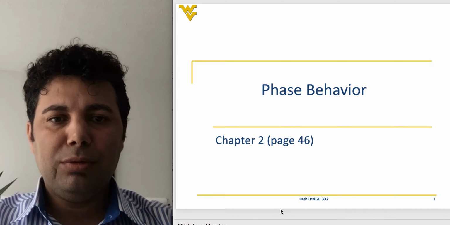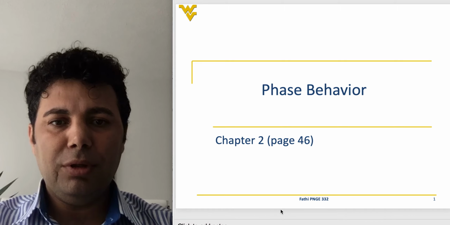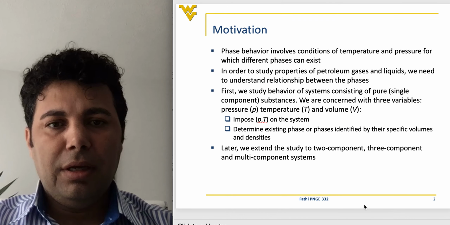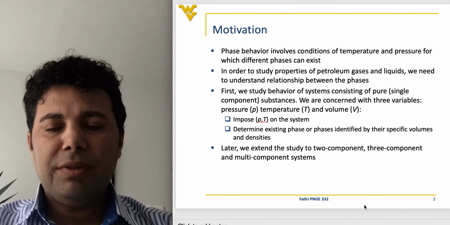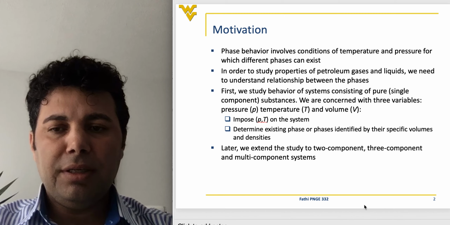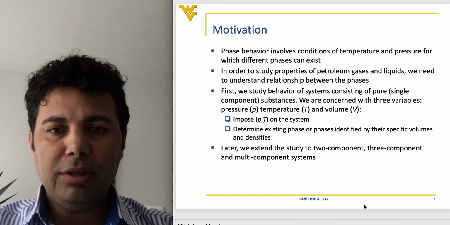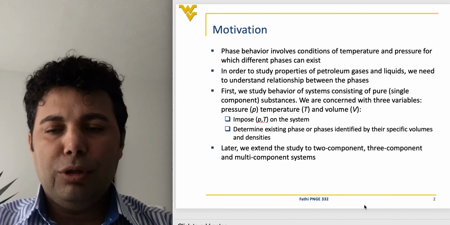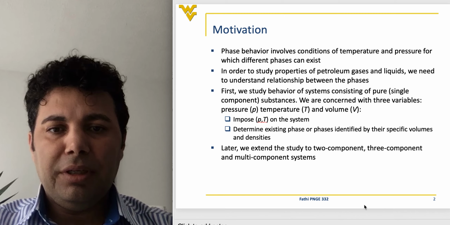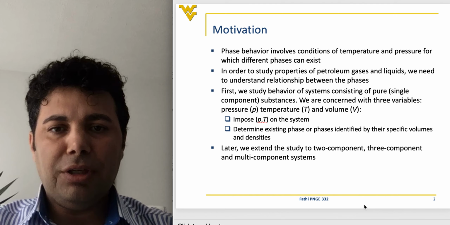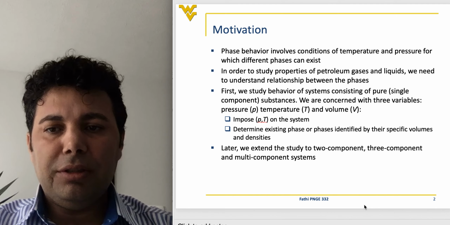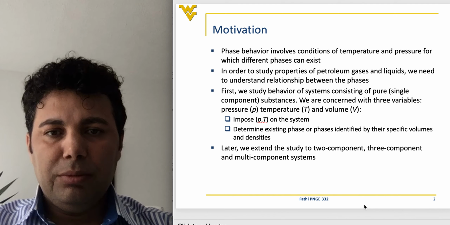We're going to cover chapter 2 of our book, which is phase behavior. And the motivation, as we discussed before, is that since oil and gas is our product, we need to know its behavior. We need to know how this product reacts at different pressures and temperatures, at what conditions it's stable, and all the other information regarding that.